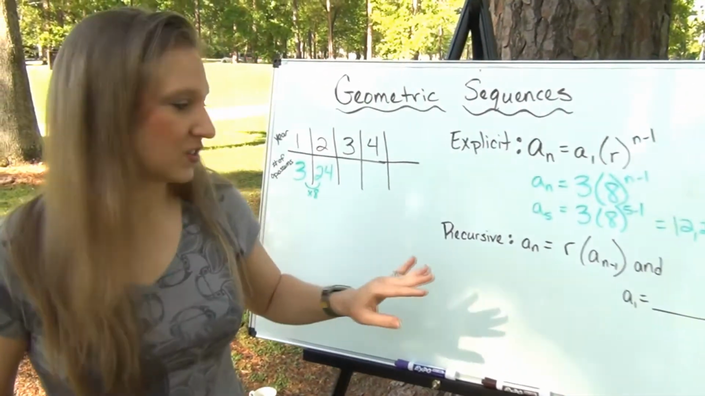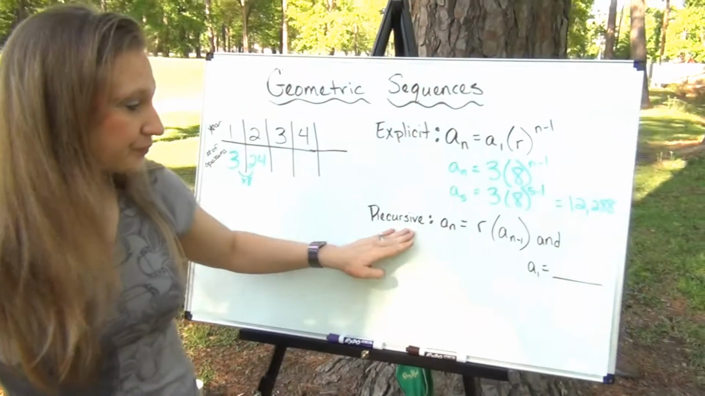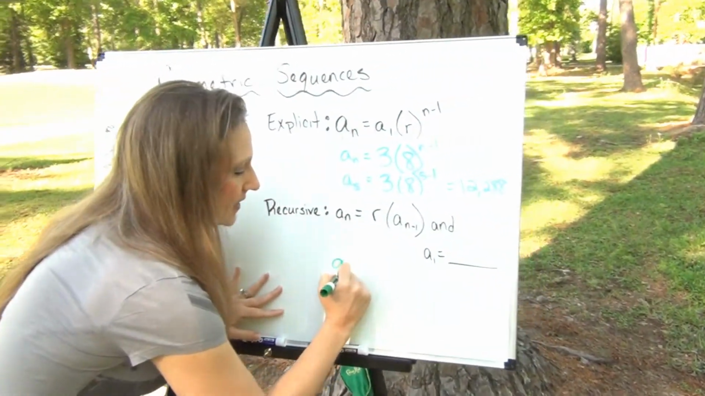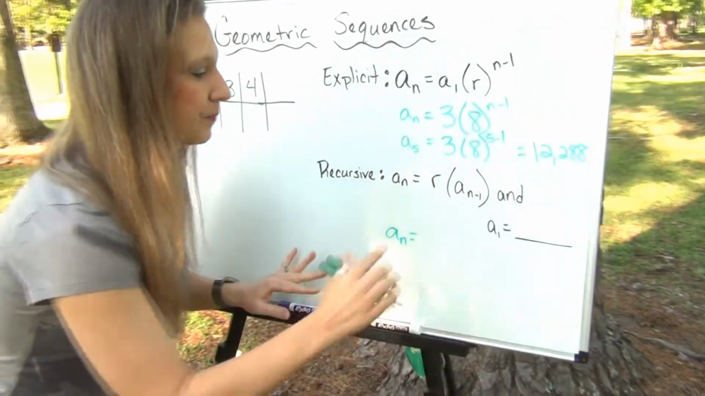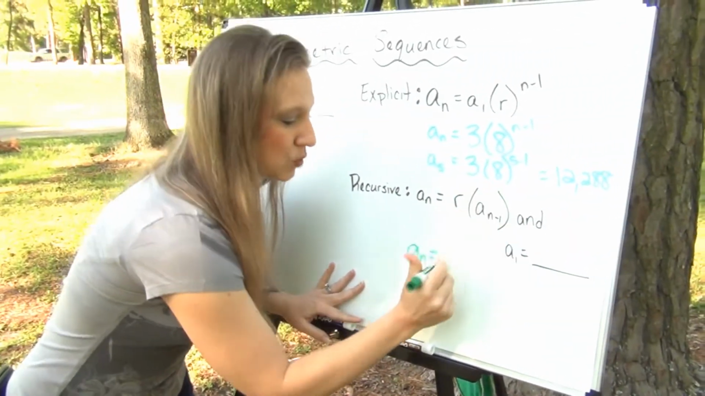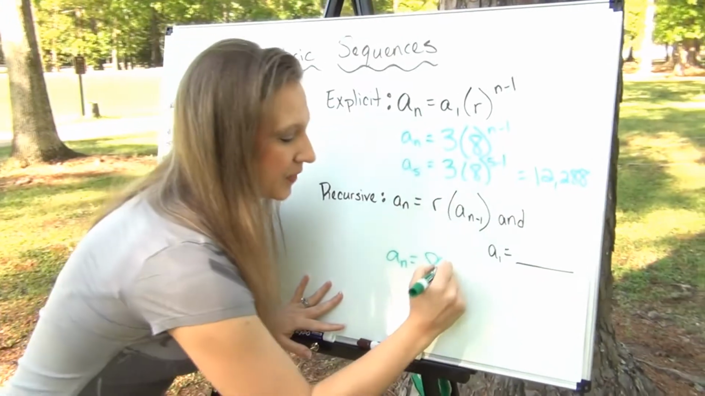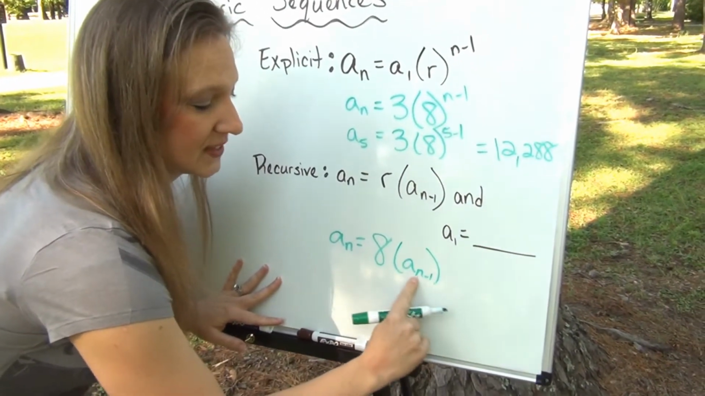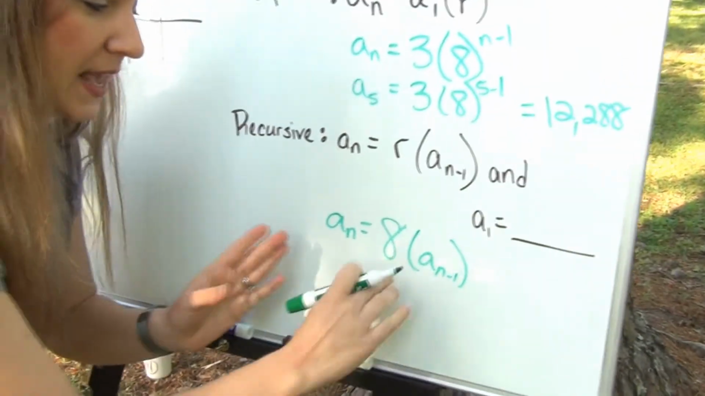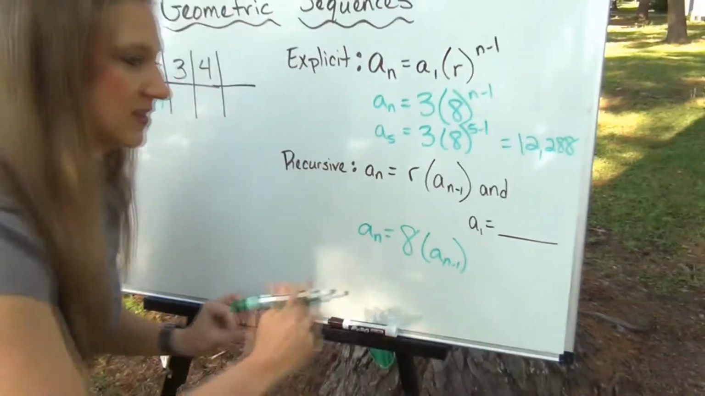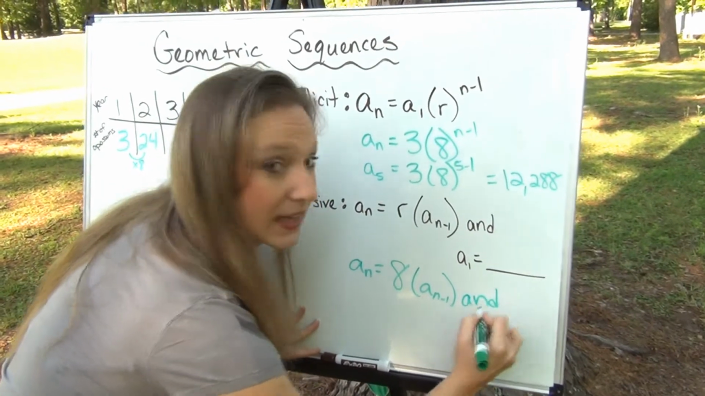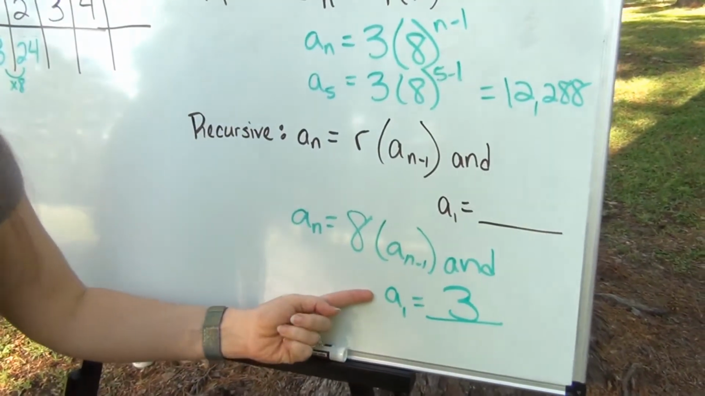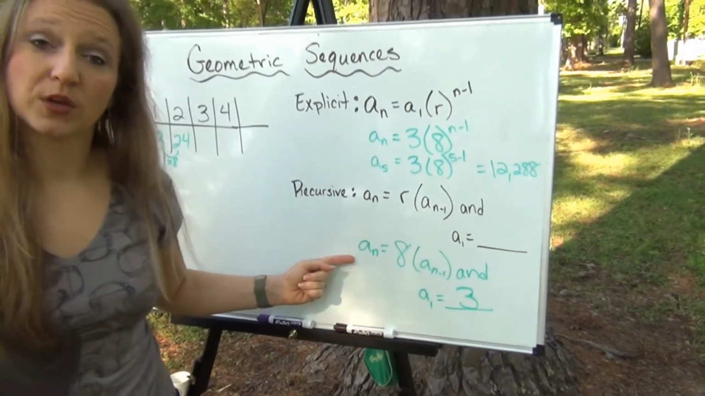The other way we could write this rule is using a recursive rule. In the recursive rule, what we do is we say A sub n, which represents the same thing. We start with our rate. It is multiplying at a rate of 8 times the previous term in the sequence. That's what this means. So we're taking 8 times the previous term in the sequence. And we're saying that we're beginning with the 3 possums. So this is how we would write a recursive rule.